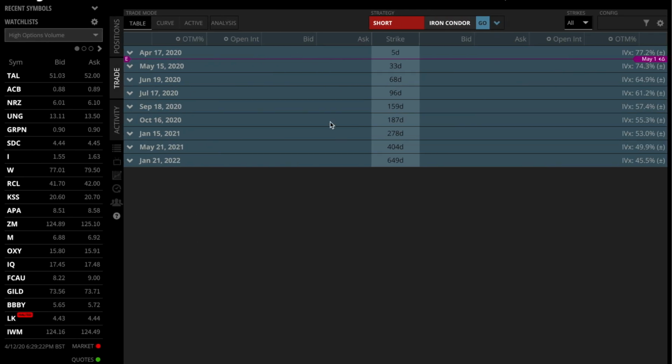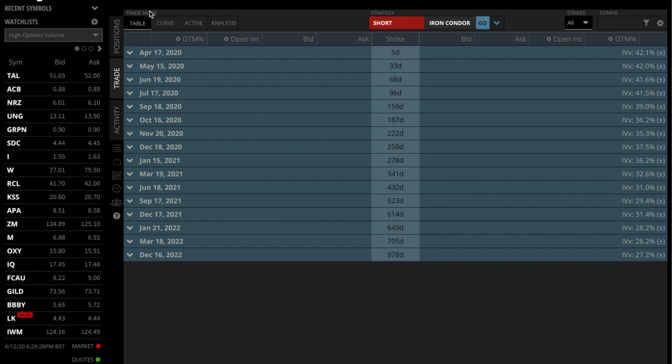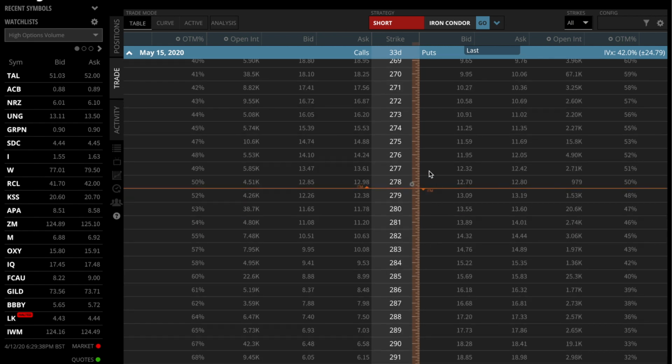So now let's go on the platform. This is the TastyWorks platform, and I'm going to take the most liquid ETF on earth, the SPY. This is the option chain, so you have all the expirations. I'm going to choose the expirations for May 15.